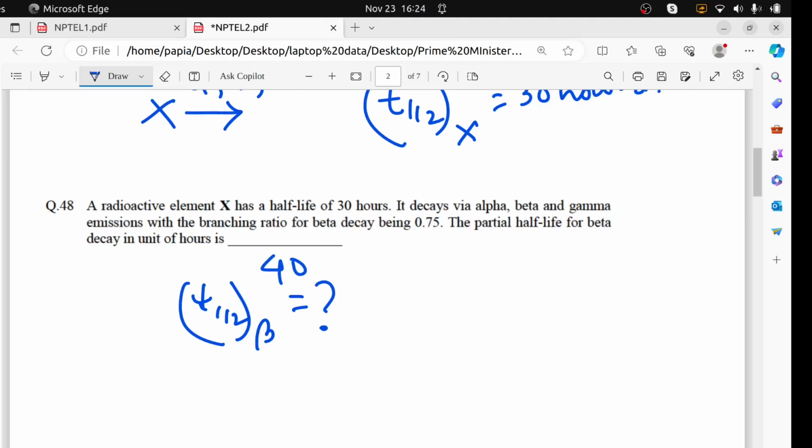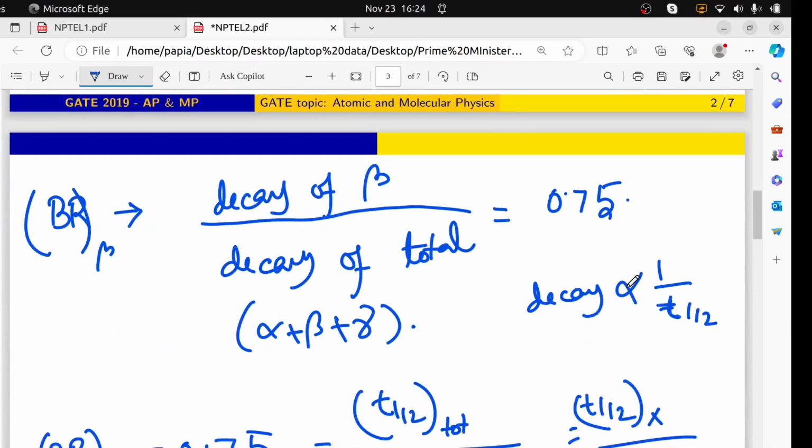So to get the answer, we need to have the idea of a branching ratio. The branching ratio is nothing but the decay of that particle divided by decay of total. Decay is inversely proportional to the lifetime, so decay is proportional to 1 by T half. So decay of beta divided by decay of total will be T half of total divided by T half of beta. The branching ratio is already given as 0.75 and T half of X is already given as 30 hours. So from that relation we can get the value of T half of beta, which is 40. So from that we have the answer, the half-life of the beta particle.